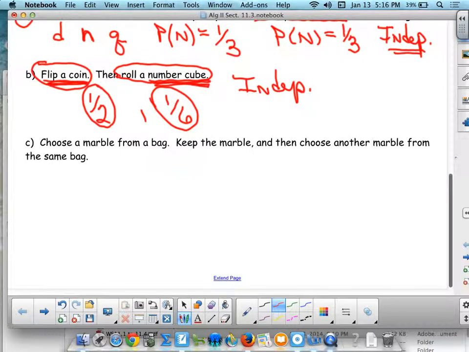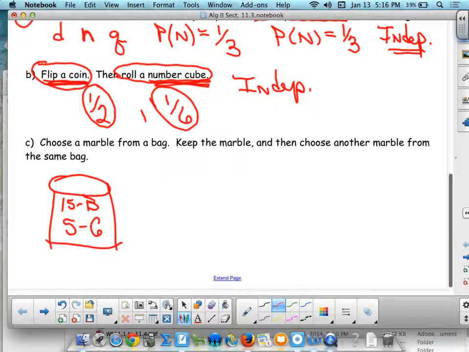Okay, last one. Choose a marble from my bag, keep the marble, and then choose another marble from the same bag. So here's your bag. Let's say there are 15 blue marbles and 5 green marbles. Let's say the probability of picking blue. Just looking at this, you'd say there's 15 blue out of a total of 20 marbles. So there's your probability.